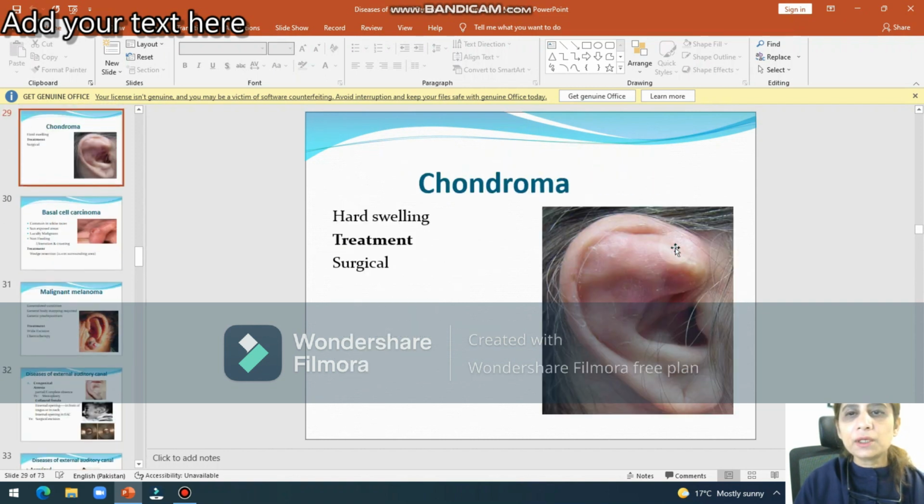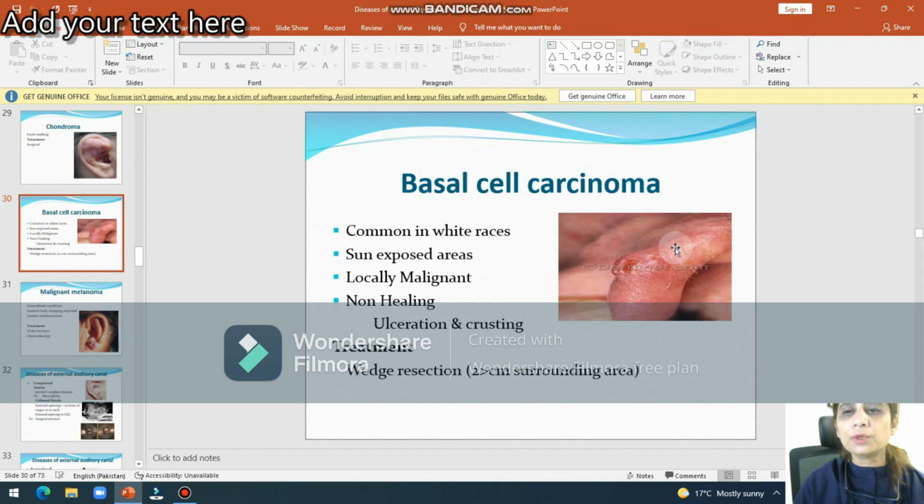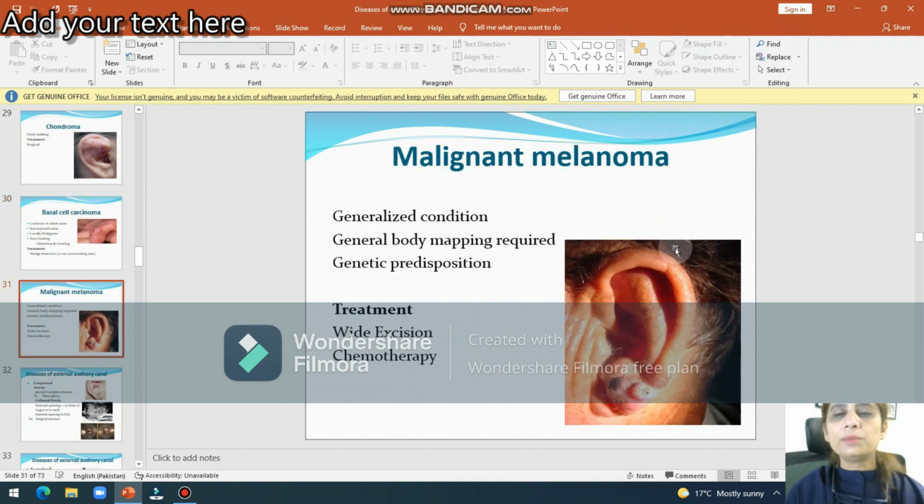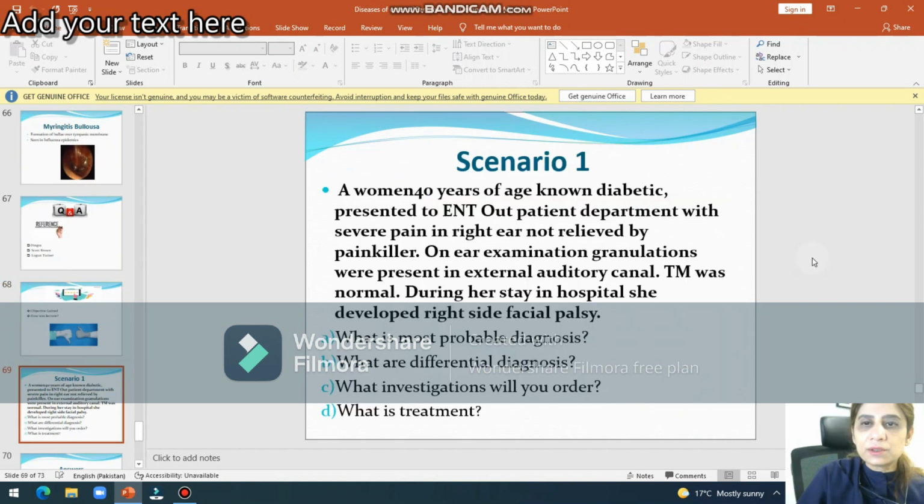Then squamous cell carcinoma is again the most common tumor of the head and neck region, and patient will present with a non-healing ulcer. Lymph node metastasis is more common, but less as compared to malignant melanoma. So local excision along with neck dissection is indicated, and radiotherapy is mostly given depending on the stage of the tumor. Malignant melanoma is locally malignant, and distant metastasis is also very common. Wide excision and chemotherapy along with radical neck dissection is indicated. Then we will discuss some scenarios.